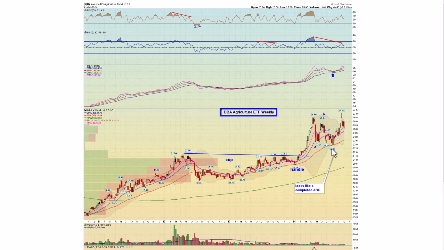Next, chart 64, here's DBA Agriculture, up 2.2% for the week. Nice move. Remember, we had that completed ABC back in July, then it made a new high. We had that cup and handle earlier in the year, which played out. It's been an excellent trade. And by the way, we have a high-performance KISS system of this, which has been knocking it out of the park.